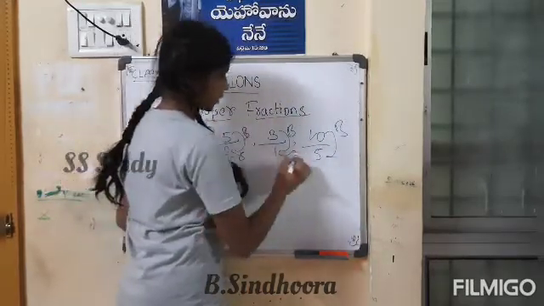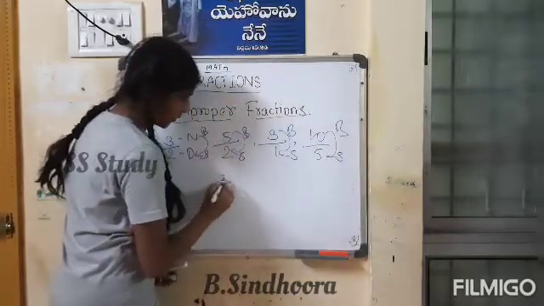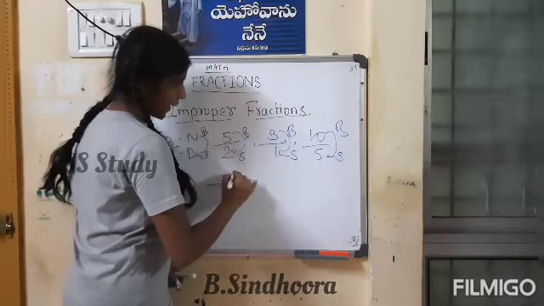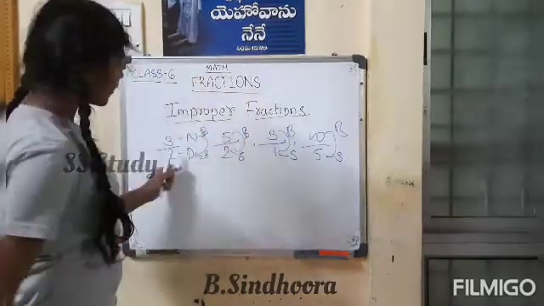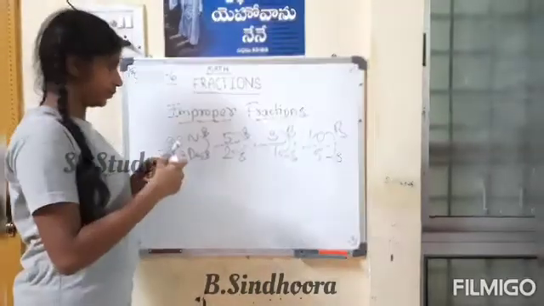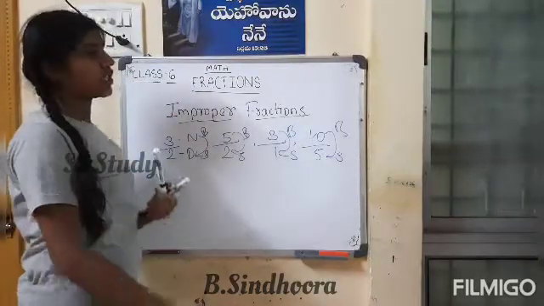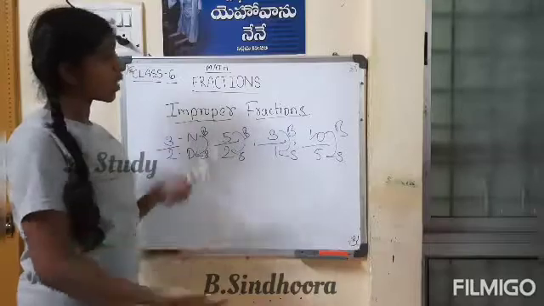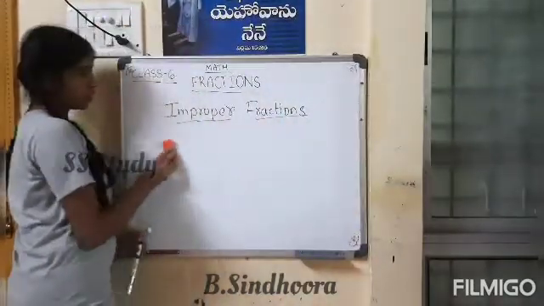S means smaller, B means bigger. A proper fraction will have S, B. But in improper fractions it will be B and S. B means bigger, S means smaller. It is the opposite of proper fractions. Now let's find the definition.